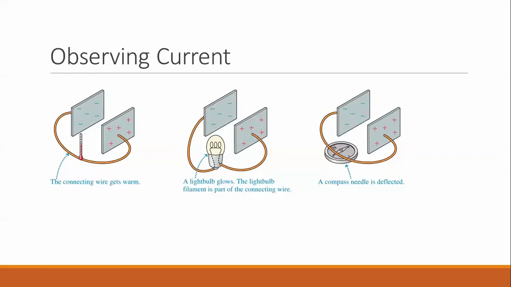Ways that we can see a current are, first, we can look at the temperature. Anytime a current runs through a wire, the connecting wire will get warm. We can also know a current is taking place because we put something in the middle like a light bulb or some sort of resistance, and the light bulb will glow because it has a current flowing through it. We can also create a magnetic field by running a current through a wire, and we can see that magnetic field by putting a compass near a wire. We'll talk about that more when we get into electromagnetism.